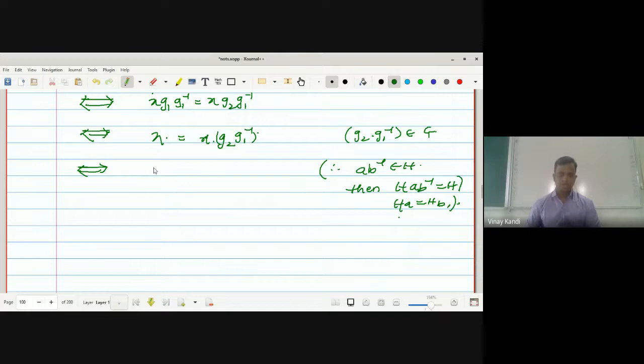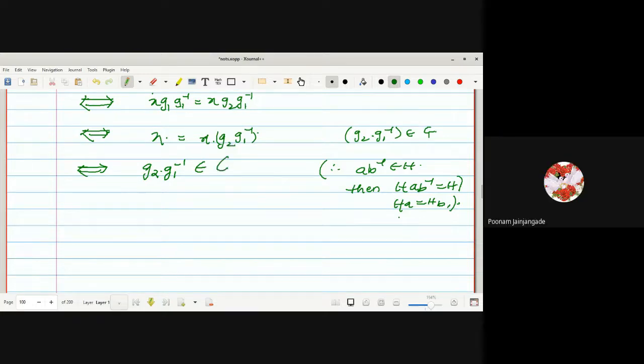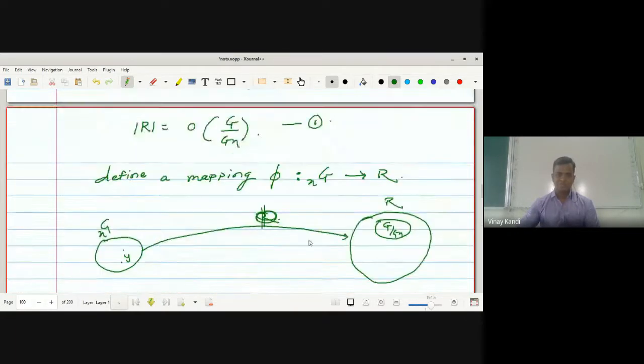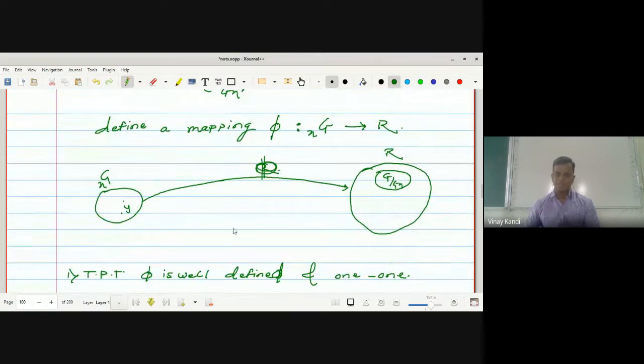Look at this: G2 into G1 inverse belongs to here what? GX. ओके, नीट लक्ष द्या. त्यासाठी सांगितलं, हा तुमचा कोडोमेनचा एलिमेंट आहे ना. याच्यामधला प्रत्येक एलिमेंट कसा असेल म्हणजे GX into G. Is it correct? Okay. Yes, sir.